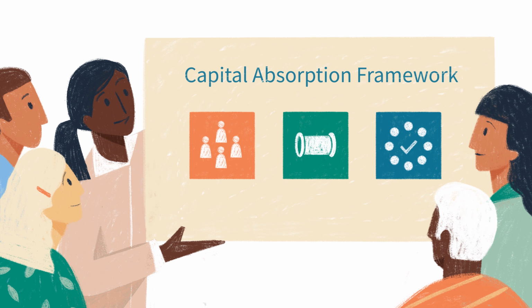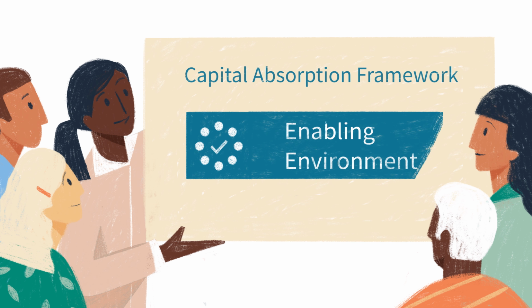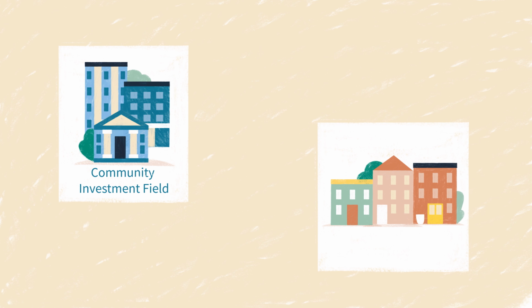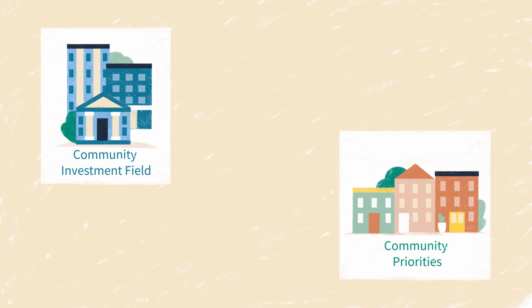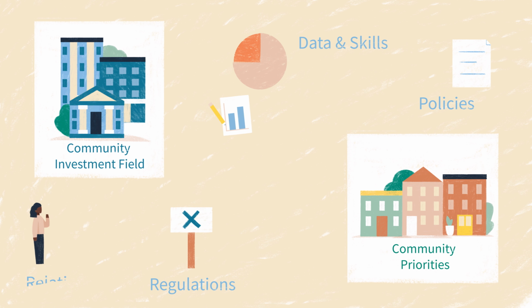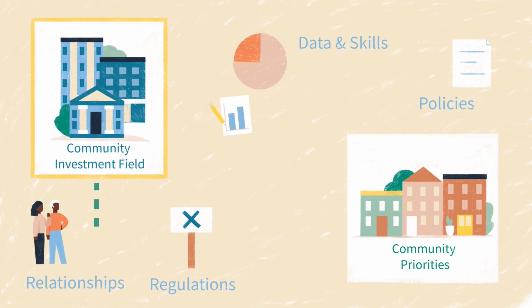The third function is improving the enabling environment. With effective community investment systems, partners assess the enabling environment. It's important to remember that shared priorities and pipelines don't exist in a vacuum. There are many contextual factors, like policies, regulations, access to data and skills, and relationships that can make it easier or harder to advance shared community priorities. These factors make up the enabling environment.